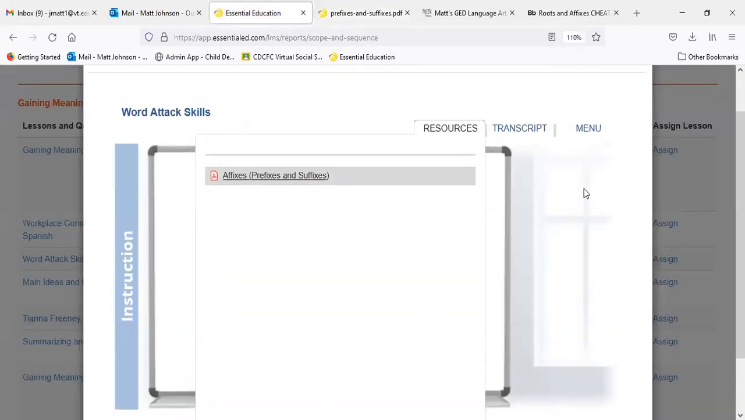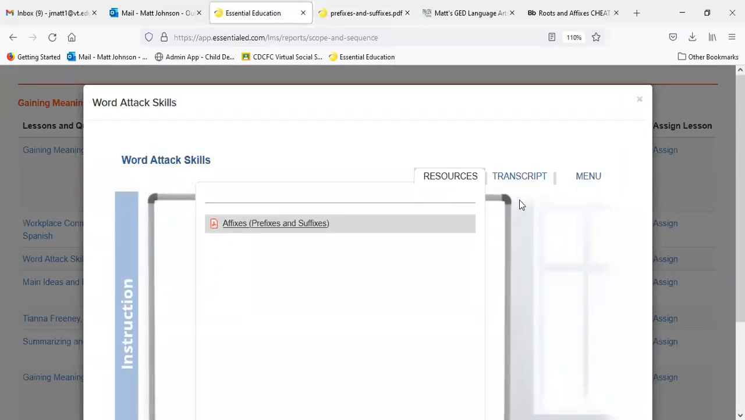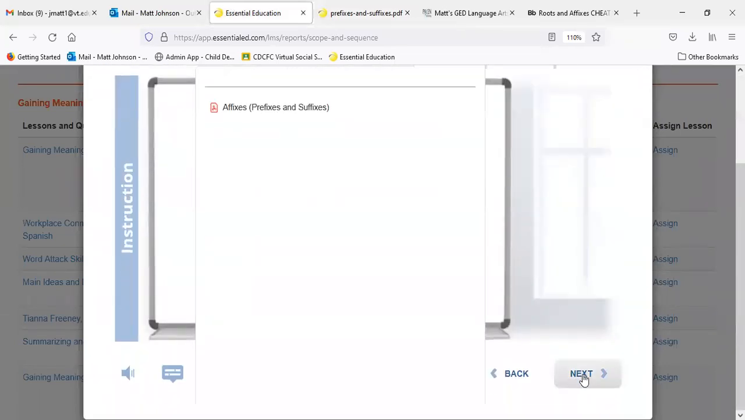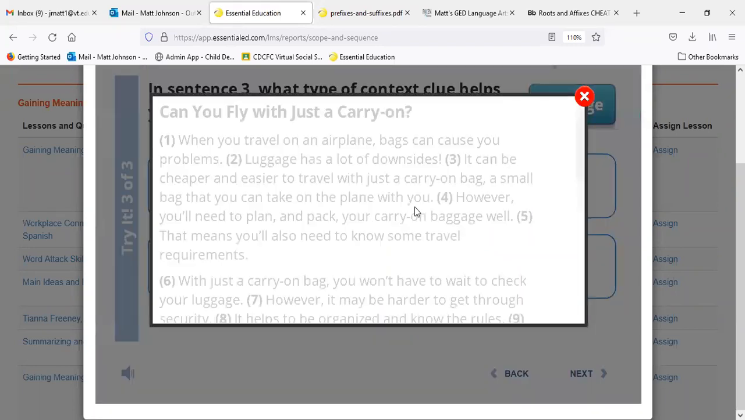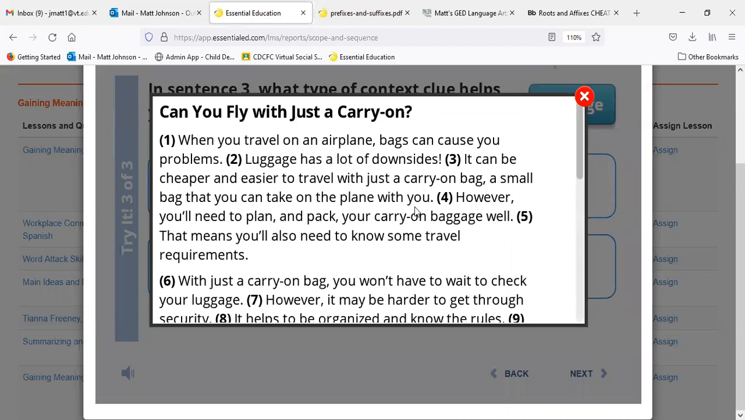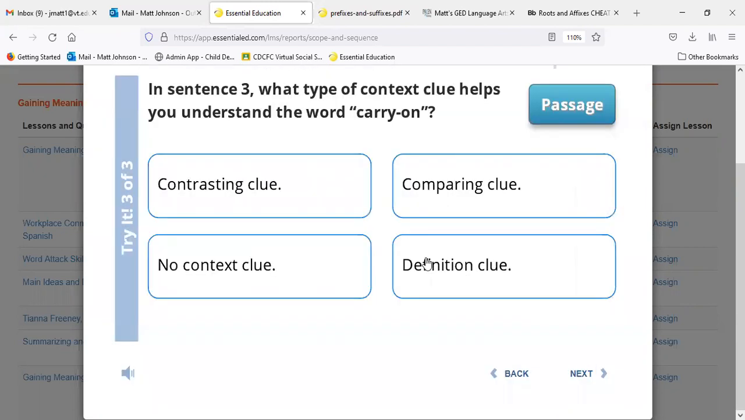That's actually in the quiz there to help you, or in the Essential Ed lesson. So we got about nine. In sentence 3, what type of context clue helps you understand the word carry on? I'll answer this one really quick because I hope to give you guys a little more time to actually do the quiz at the end. We'll go ahead and wrap up, and I'll try to get out of here a few minutes early, and then you guys can finish up. If you have any questions on it, we can cover those tomorrow. So what he's asking here is, what type of context clue are we getting for the word carry on?